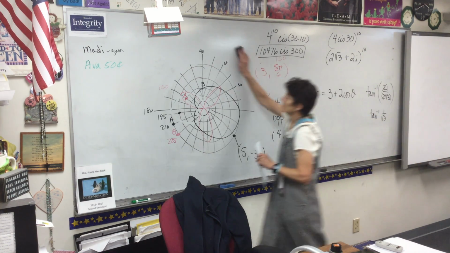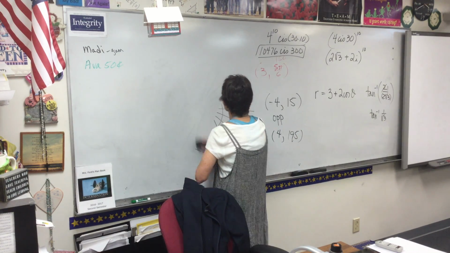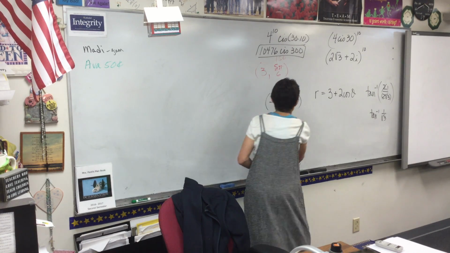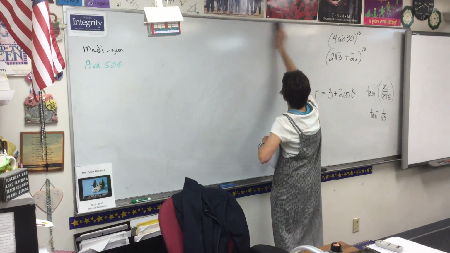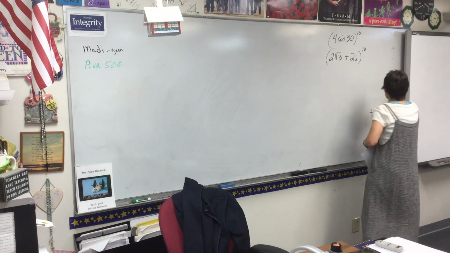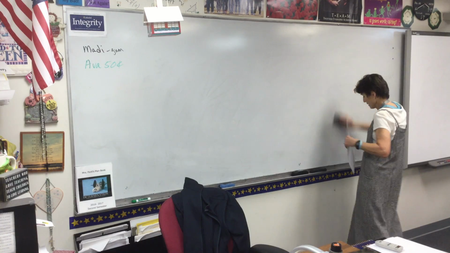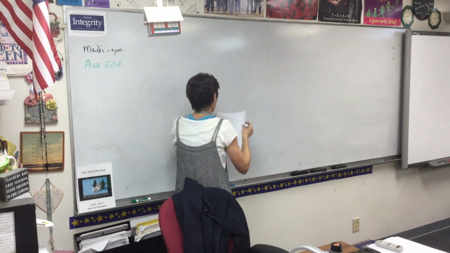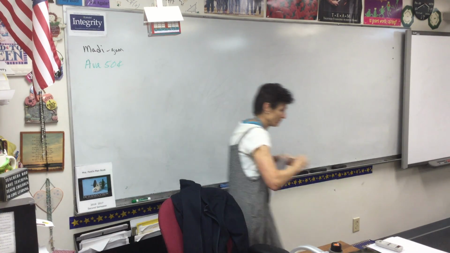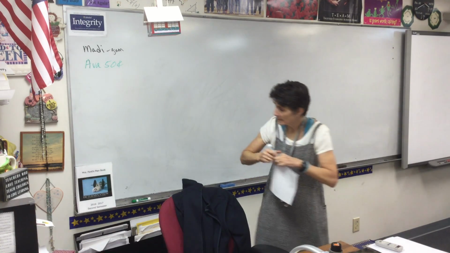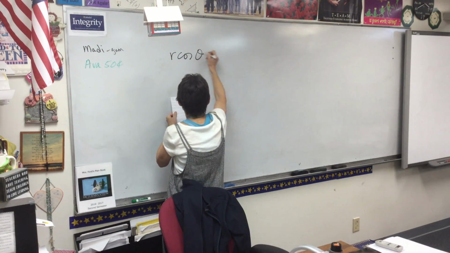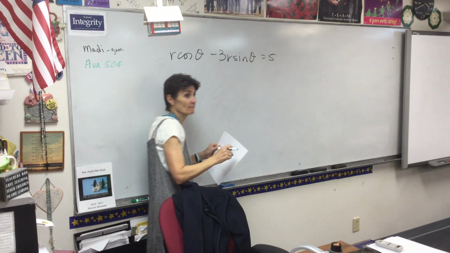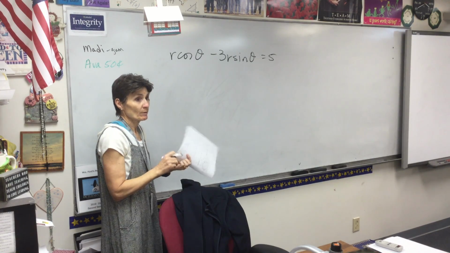And here we go. Who remembers how to do the first problem? R, sine, and cosine. Yep, this is the super simple one. We just take out the x and y and replace it with our r cosine theta and our r sine theta. So it's going to be r cosine theta minus 3r sine theta equals 5. Everybody okay with that?